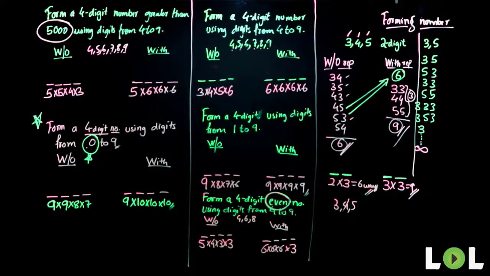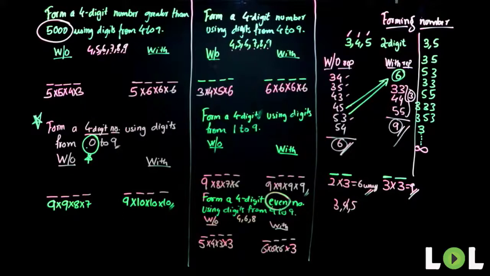Without repetition, how many numbers do we have from 4 to 9, Sri Lakshmi? We have 6 numbers. Listen to me carefully, Sri Lakshmi. How many numbers do we have from 4 to 9? We have 6 numbers. Now, in how many different ways can I fill the units place in?